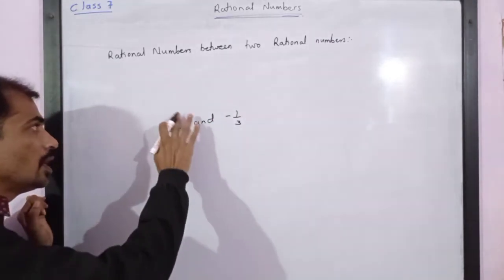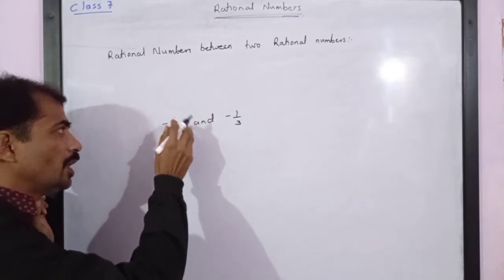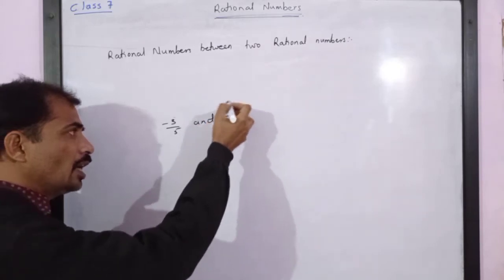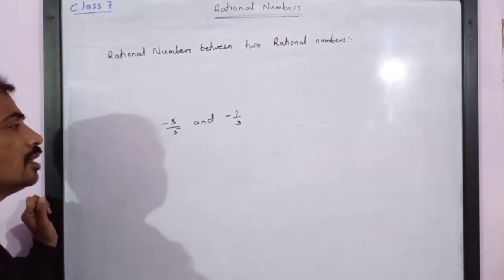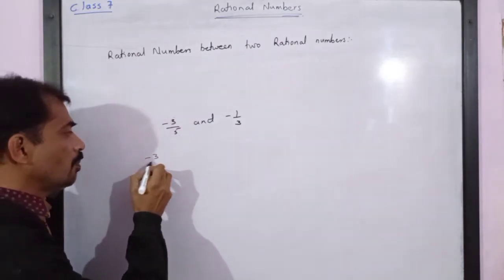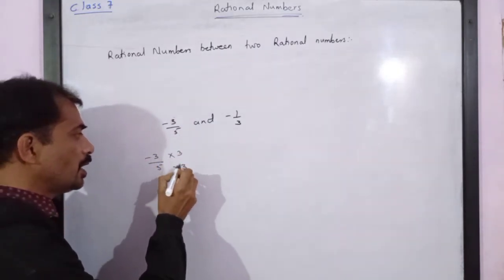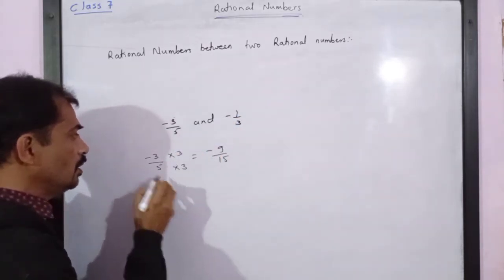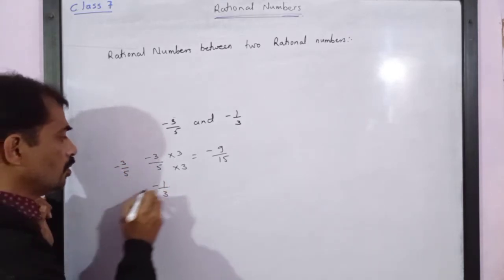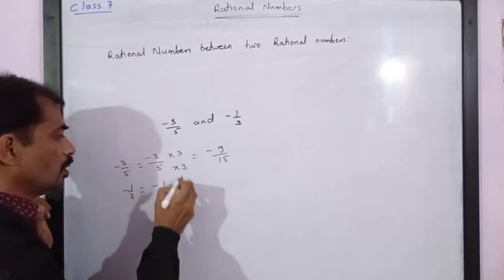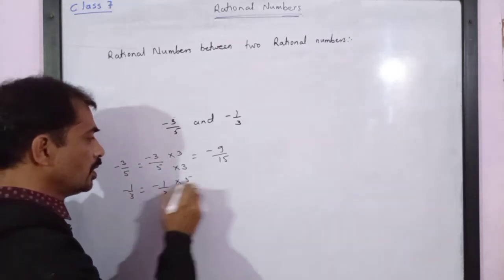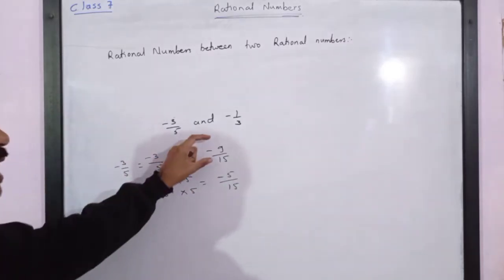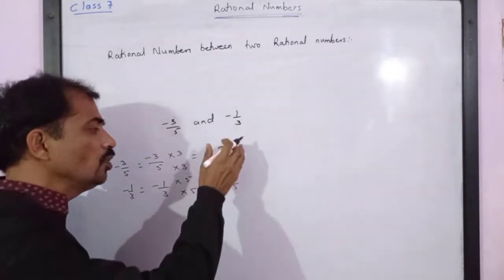Now, while doing comparison, we multiplied one fraction by the denominator of the other, and the other fraction by the first denominator. So negative 3 upon 5 multiplied by 3 and 3, we get negative 9 upon 15. And negative 1 upon 3 multiplied by 5, we get negative 5 upon 15. It means between negative 9 upon 15 and negative 5 upon 15.